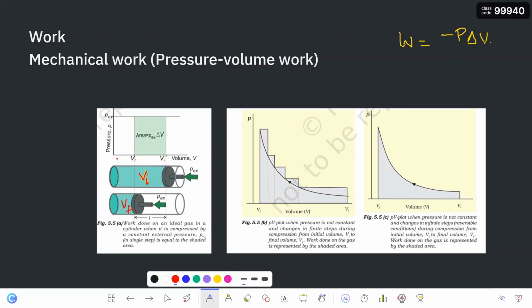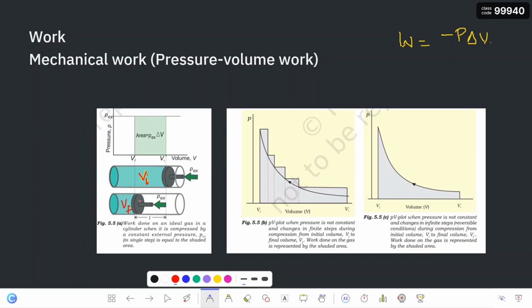Now you can see the pressure-volume graph. We are applying an external pressure, P external, and the volume varies. Vi is here, Vf is here. The difference between these two is this shaded area. So the area under this curve, this green shaded area, corresponds to W. So W is equal to P external into delta V. We should know how this is coming, and that I will tell you.